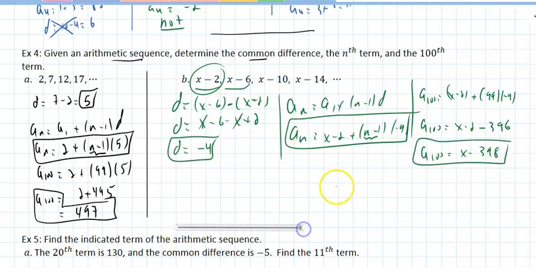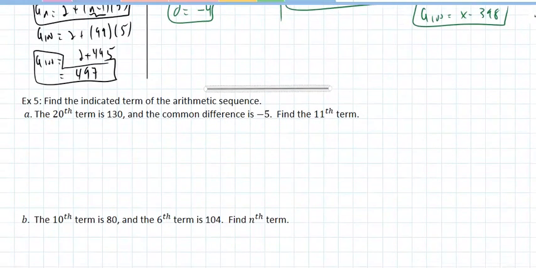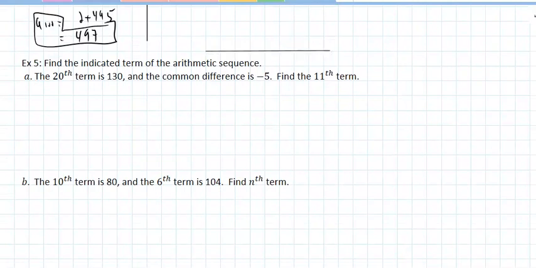So once you get the hang of what this is, it's not that bad. You just need to know two formulas for arithmetic. Actually, you need to know one. I provide the second. Now, find the indicated term of an arithmetic sequence. Find the 20th term. I'm sorry, the 20th term is 130.